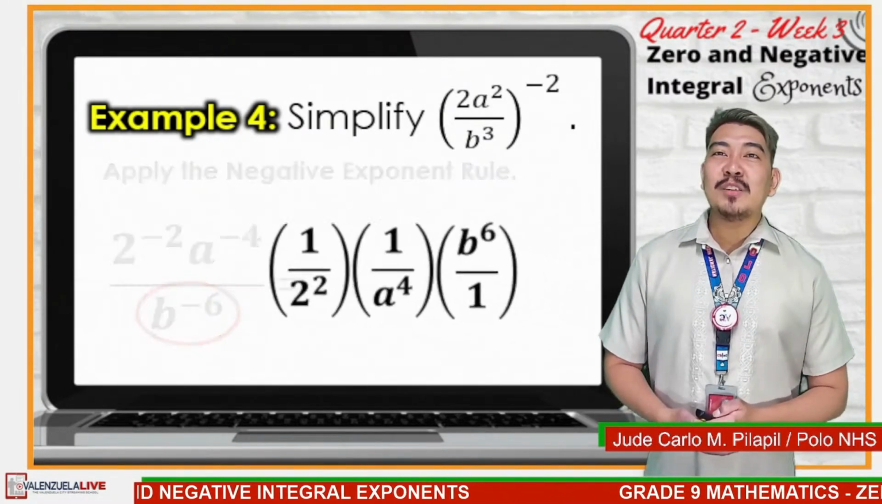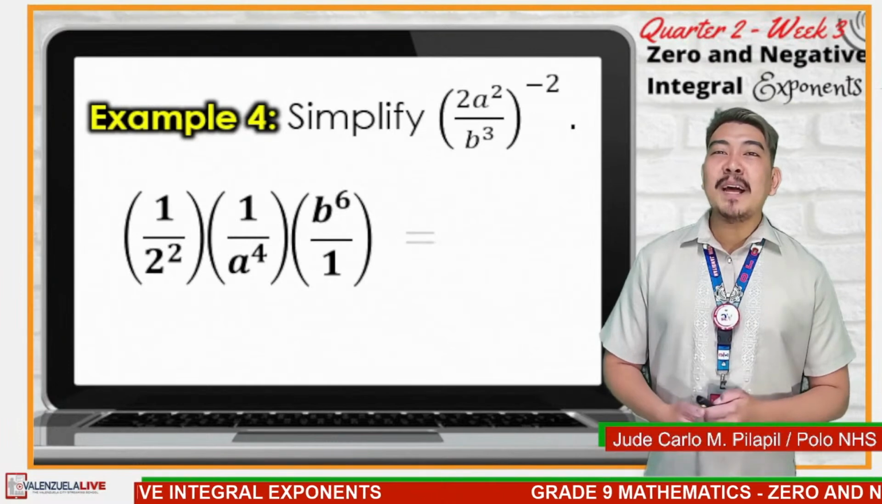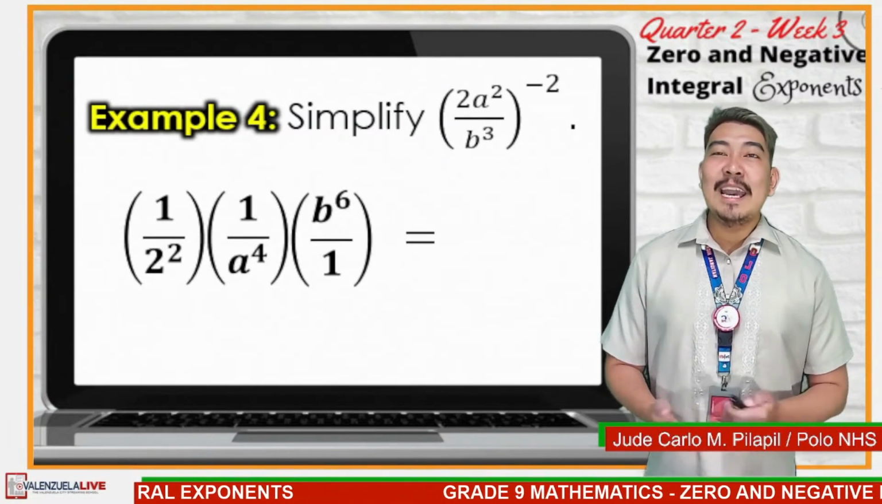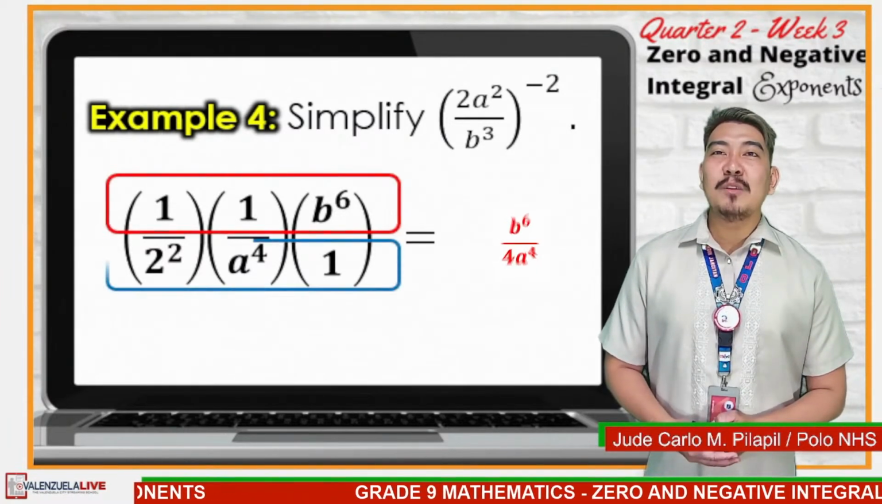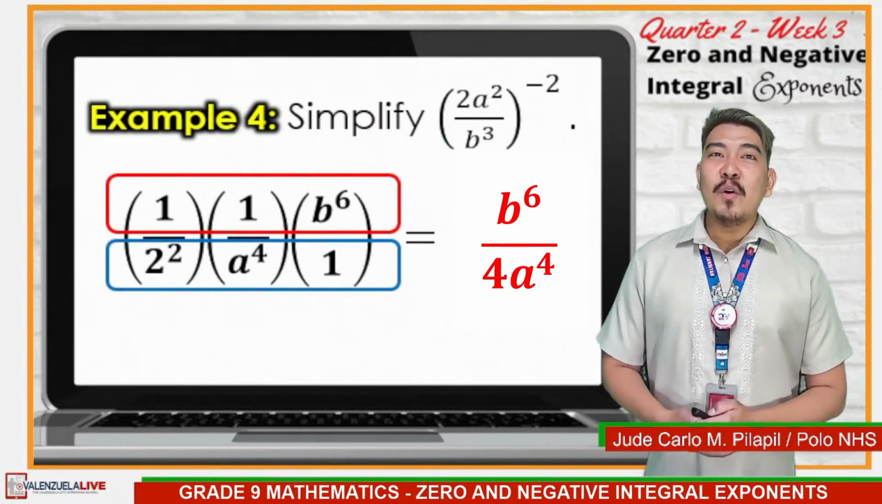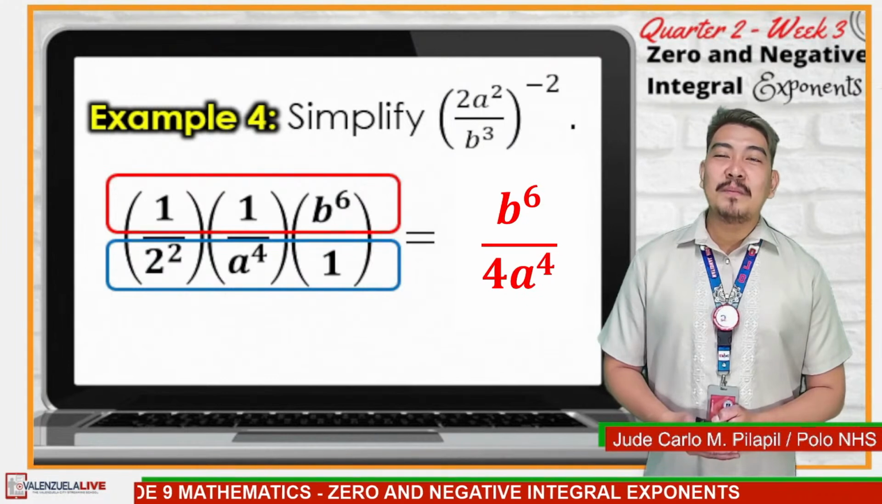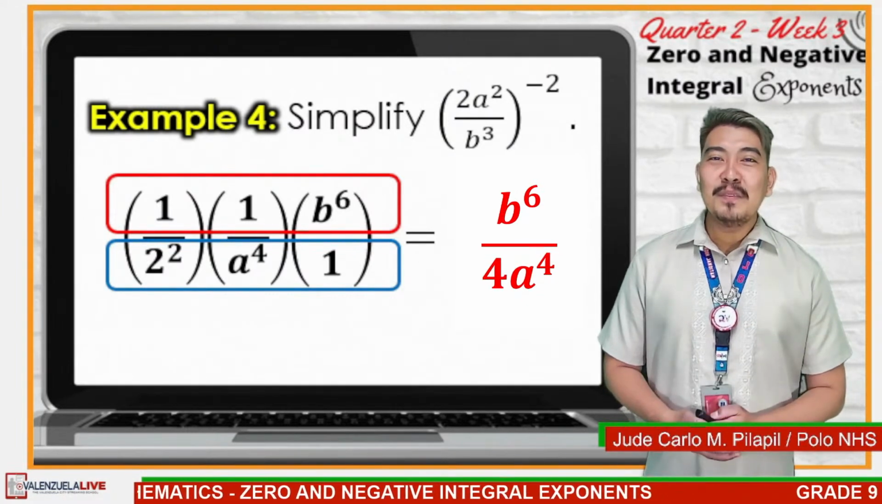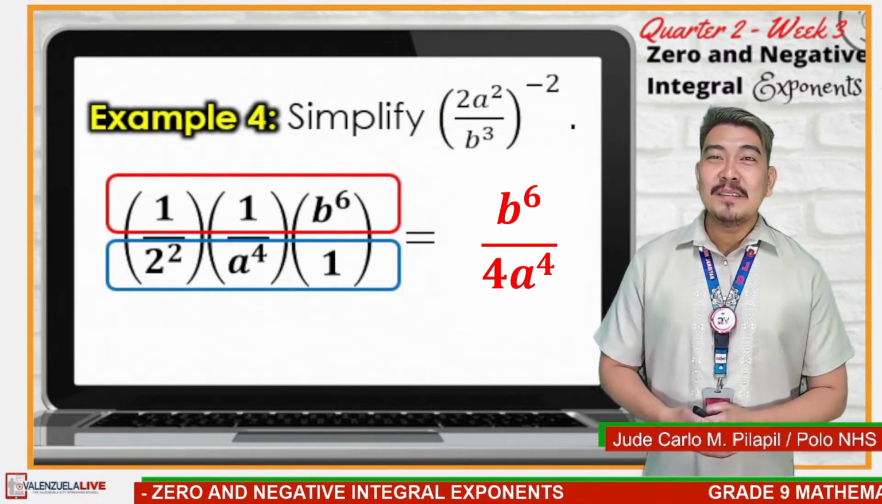Simplifying the expression further, by multiplying all the numerators and the denominators, it will become b raised to 6 over 4a raised to 4. Can you still follow? Are you still doing good?